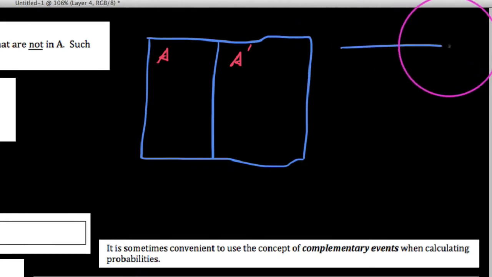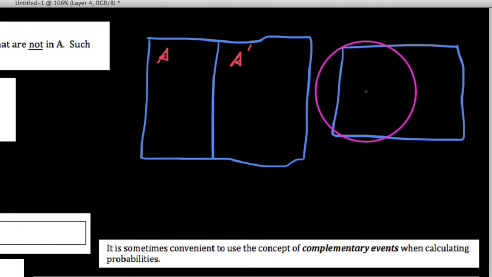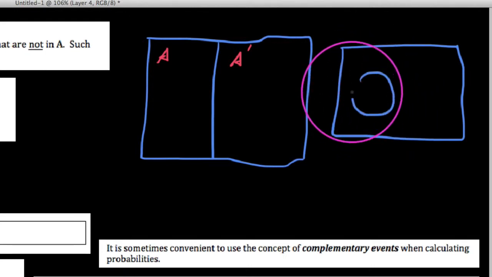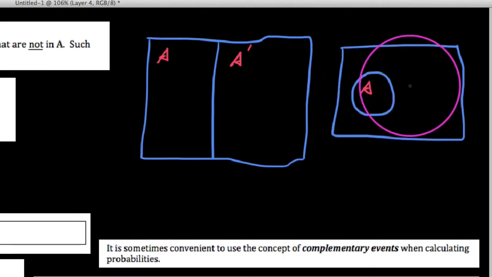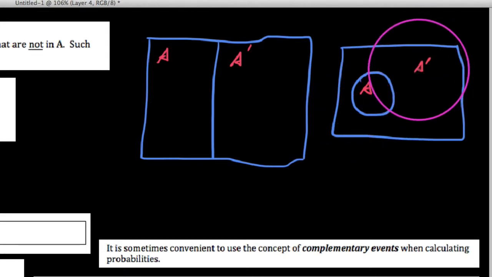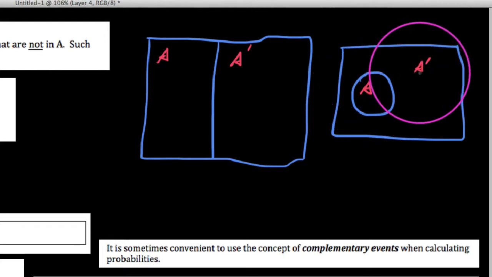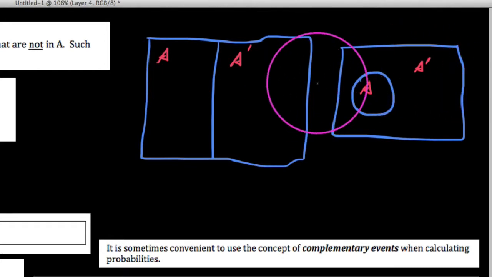As a matter of fact, we wouldn't even have to partition the entire sample space this way. We could say, let's just call this A. If this represents the event A occurring, everything on the outside here would represent A prime. So the complement of A, A prime, is simply whatever A is not. They are the exact opposite.